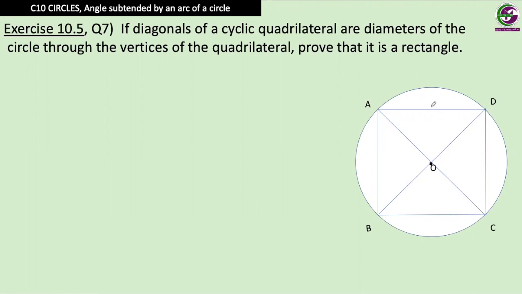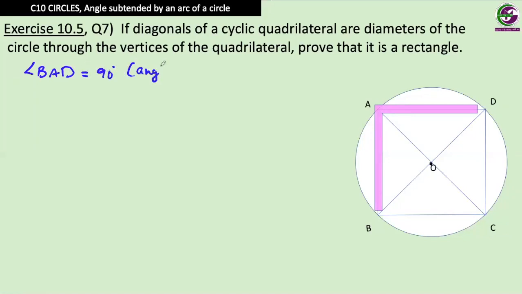For that, let us consider the angle BAD. BAD is an angle in the semicircle. So it is 90 degrees, because we have seen that the angle in a semicircle is 90 degrees. This can also be proved using the theorem. BD is a segment. The angle formed by BD at the center is 180 degrees. So the angle formed on the remaining part of the circle will be half of 180, so it will be 90 degrees. So we have shown that angle A is 90 degrees.